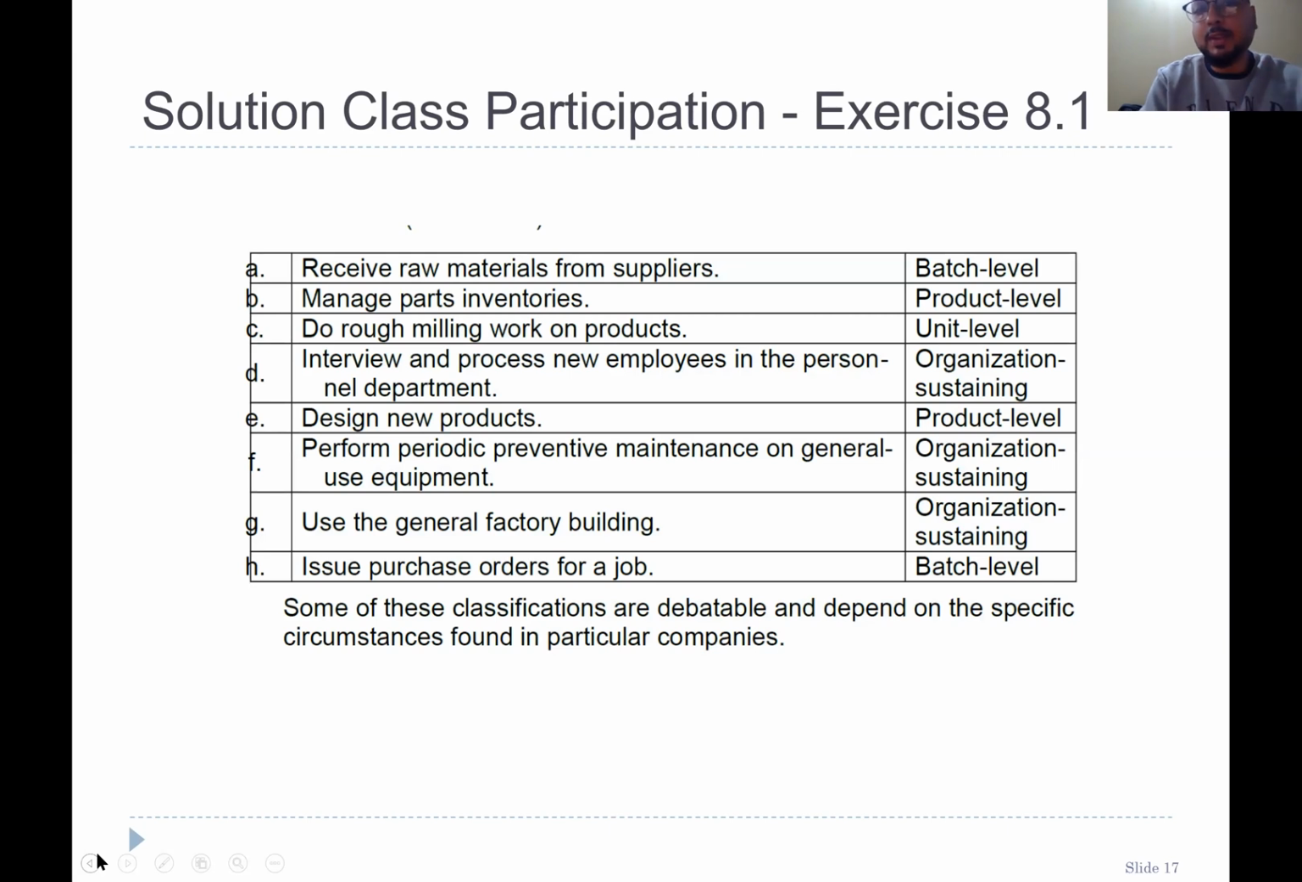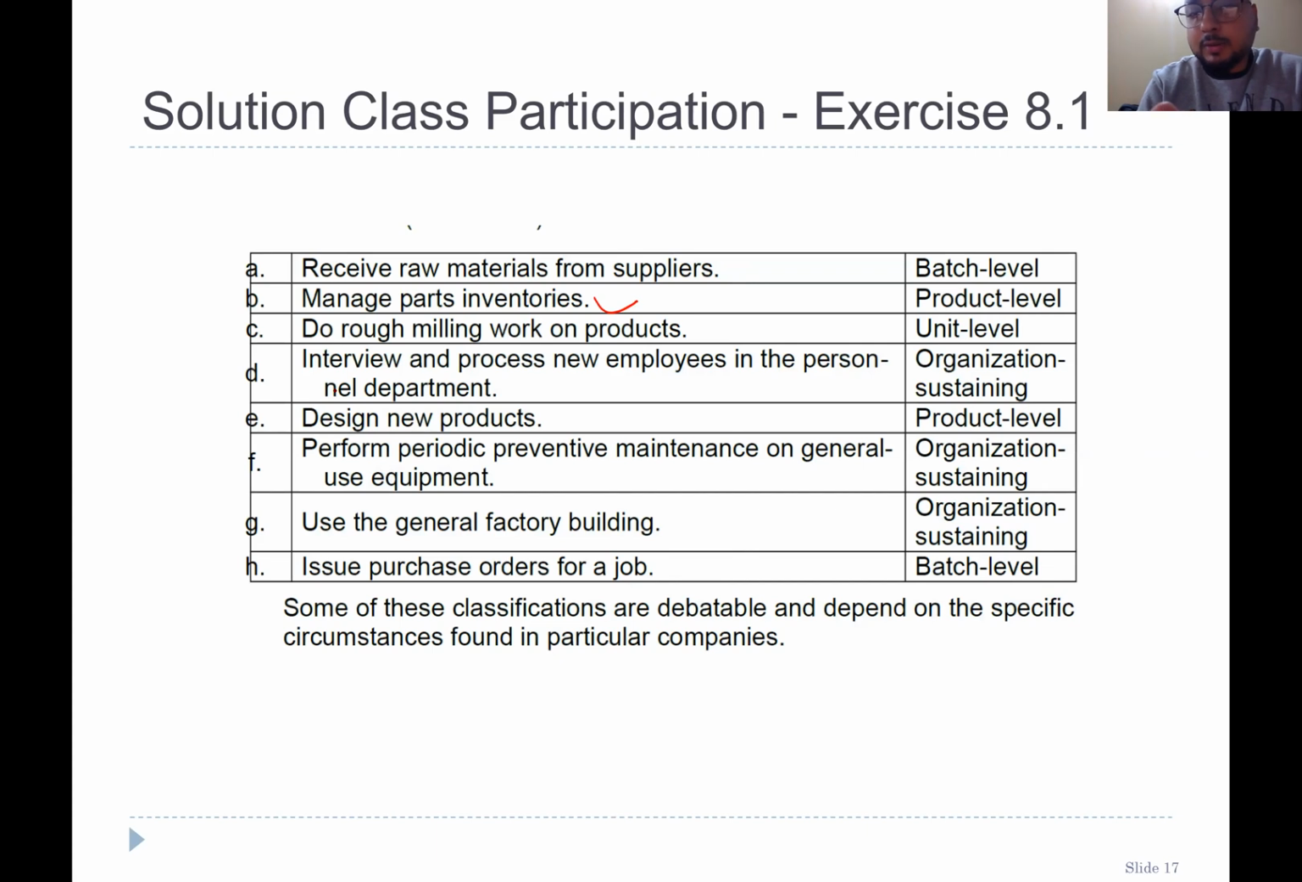So for example, we receive raw material from supplier, right? It's a batch level. Why? Because we don't know whether this raw material is going to be used to make blue pen or red pen, right? So this is a batch level. So you order the raw material in batches. Manage parts inventories, product level, right? You are assembling the parts, so it's a product level. You are making complete product, so it's a product level activity.